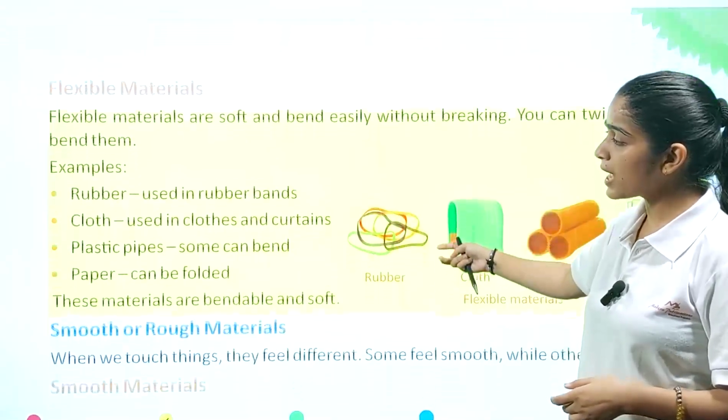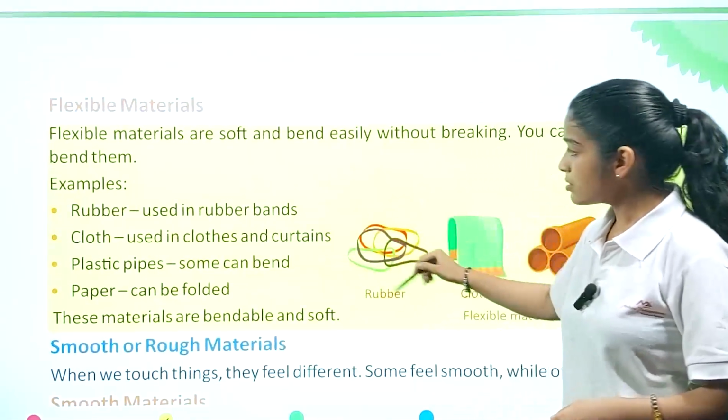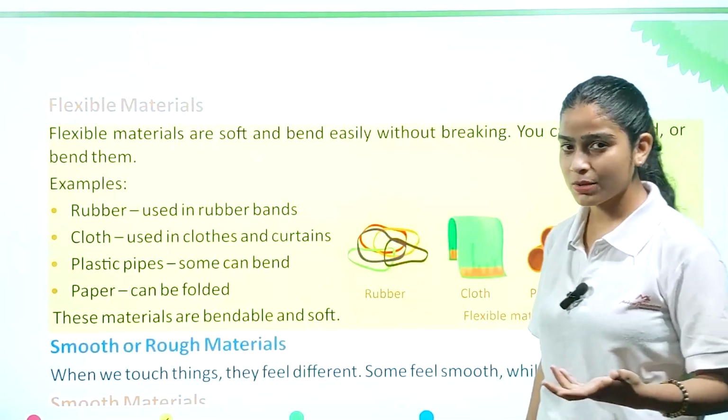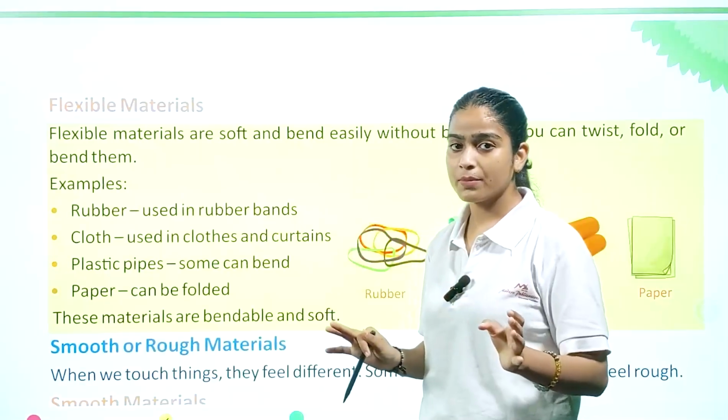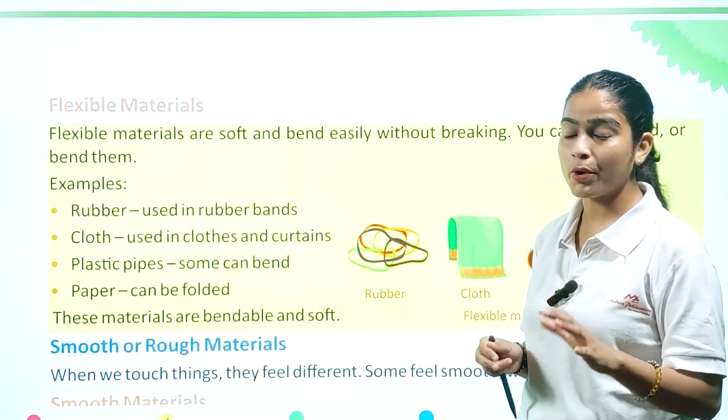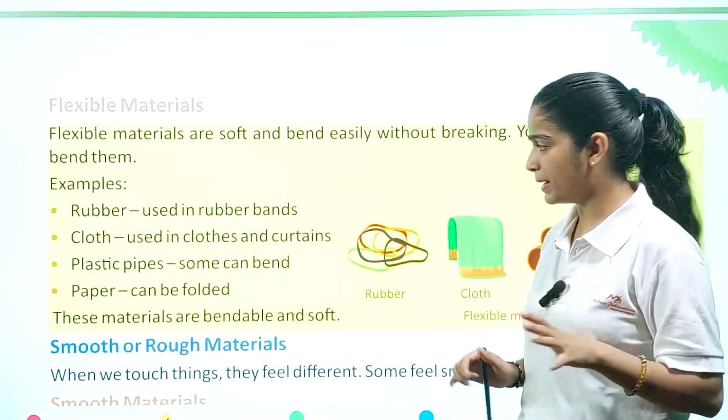What are the examples we have? Rubber used in rubber bands. You generally see your rubber bands. You can easily bend them. You can stretch them. They do not break easily. After some point they have a break point, but generally they can easily bend.